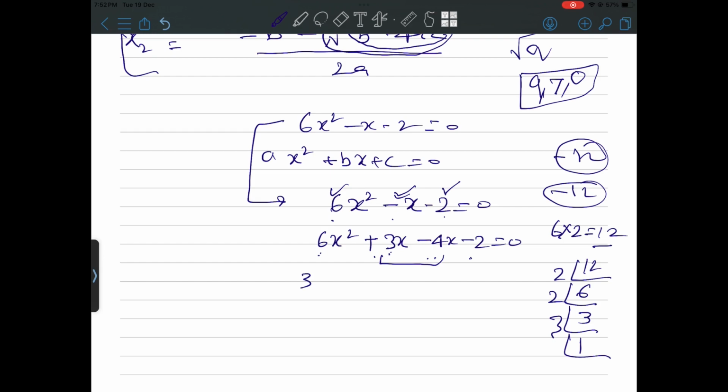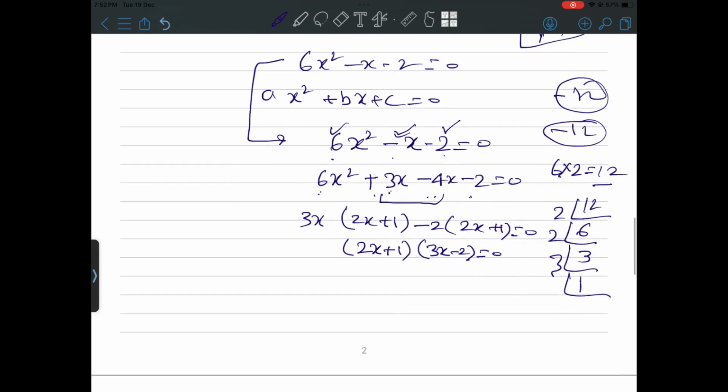And then we take the common factor. Suppose we take 3x common here. So it becomes 2x plus 1. Then here we take minus 2 common. It becomes 2x plus 1 is equal to 0. Now you can take this as common, and you get 2x plus 1 bracket 3x minus 2 is equal to 0. So now you have got two terms, right? 2x plus 1 multiplied by 3x minus 2 equal to 0.